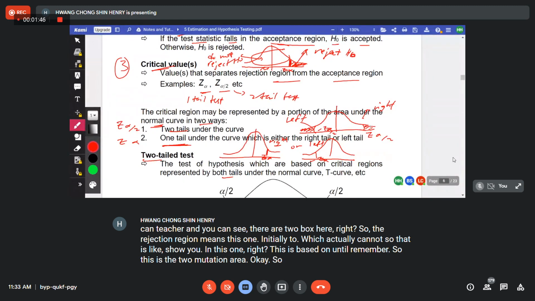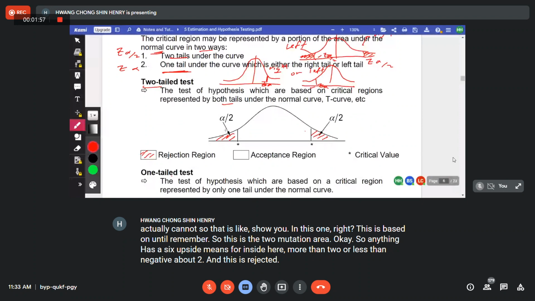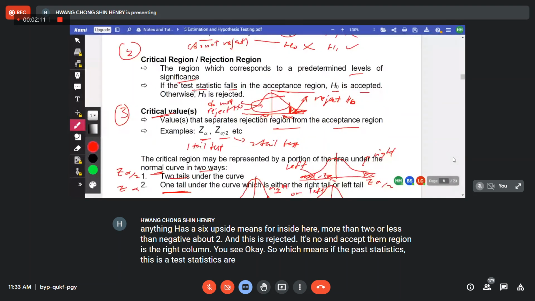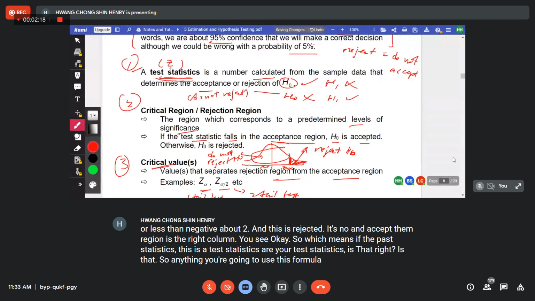So if the test statistic falls inside here, more than Z alpha over 2 or less than negative Z alpha over 2, then we reject H0. And the acceptance region is the white one, you see, I leave it white. So this is your test statistic, everyone. Your test statistic is the Z. Let me write Z here, because later you're going to use this formula to find your Z.